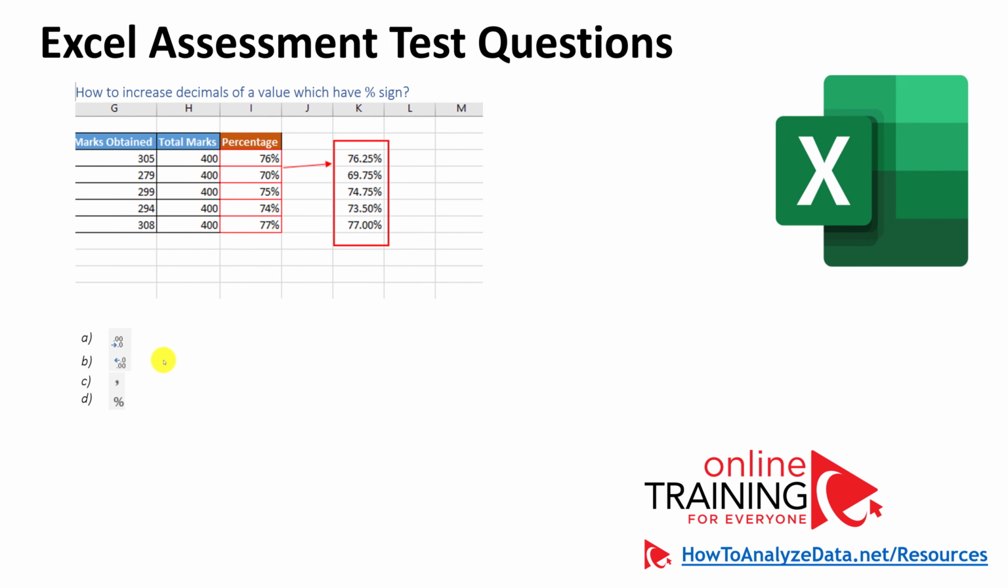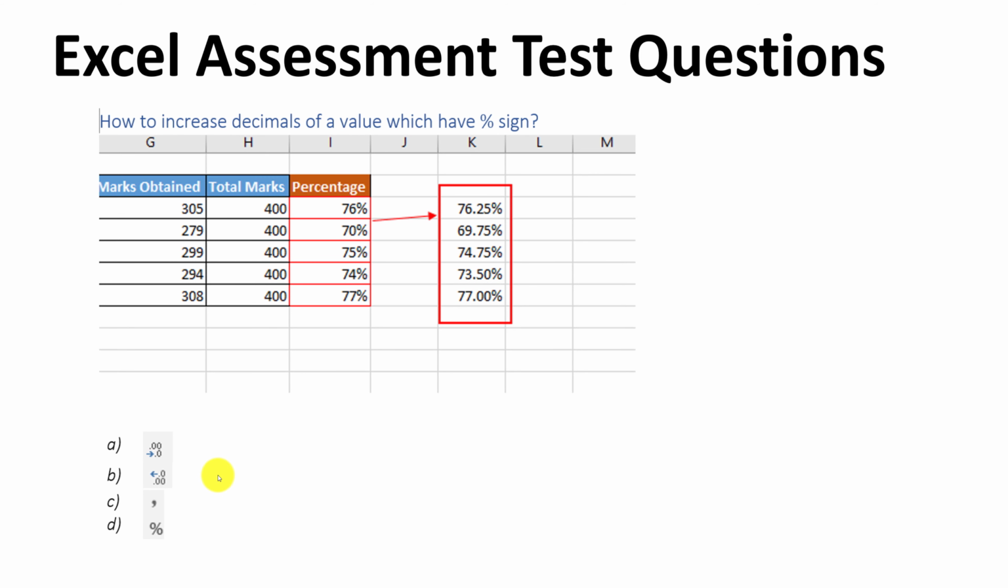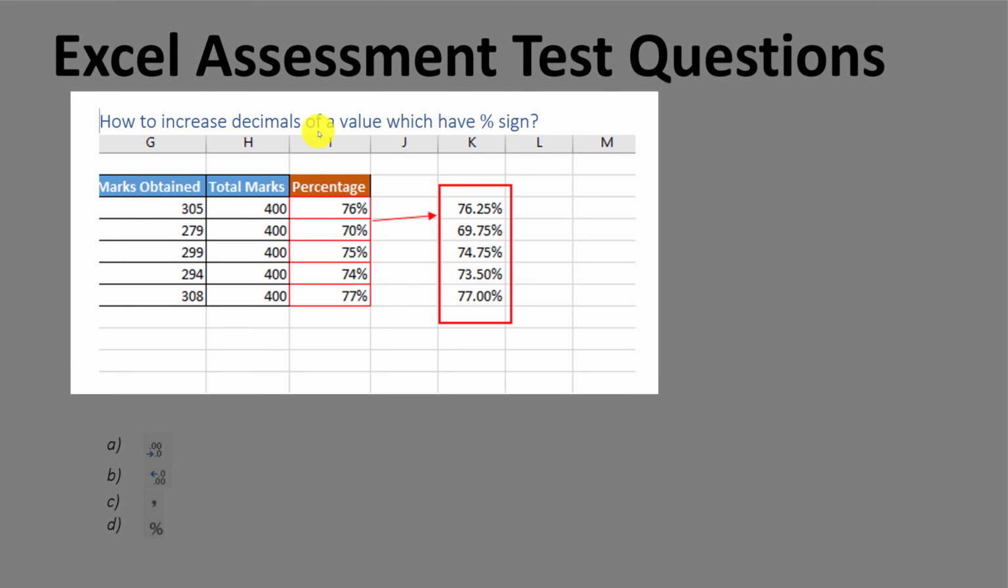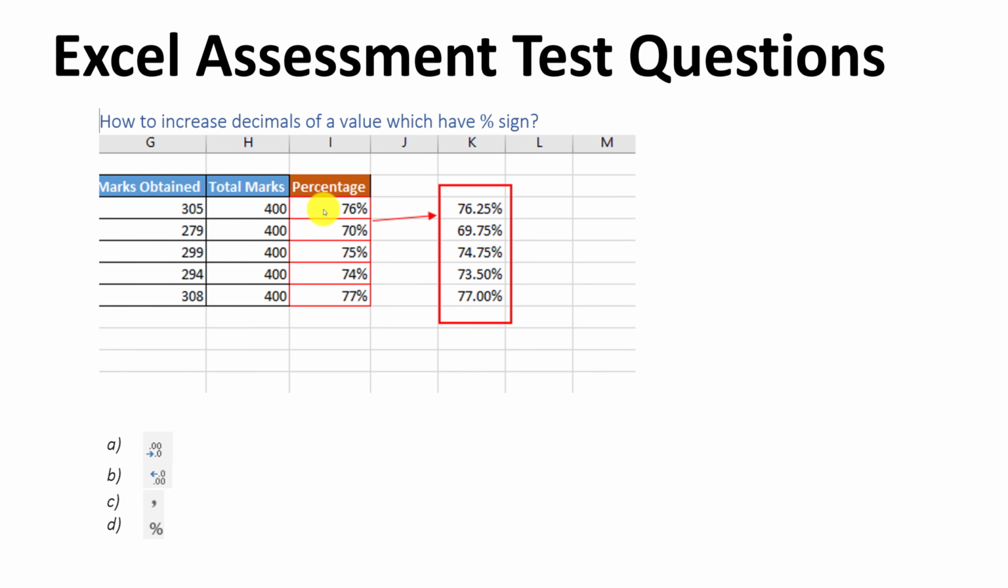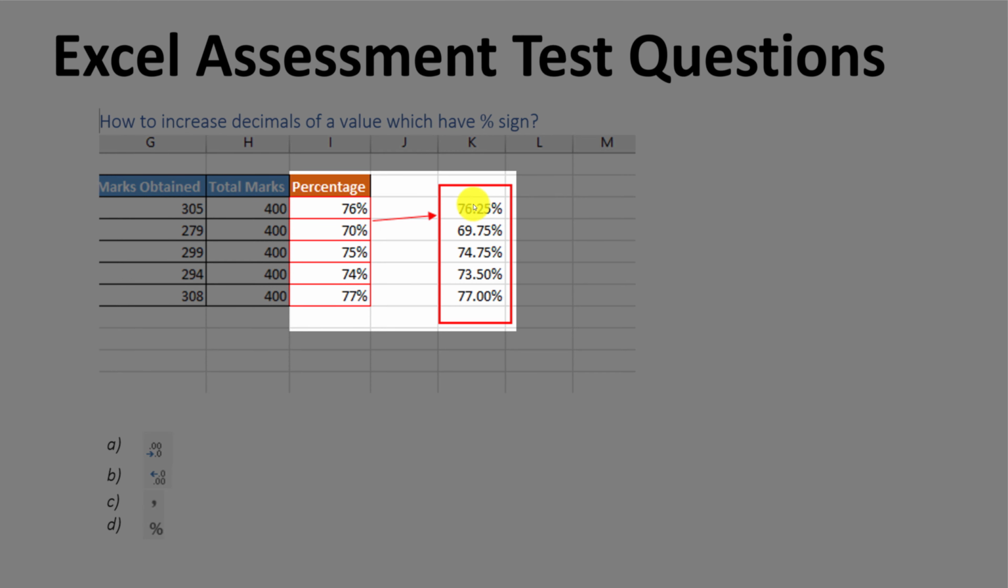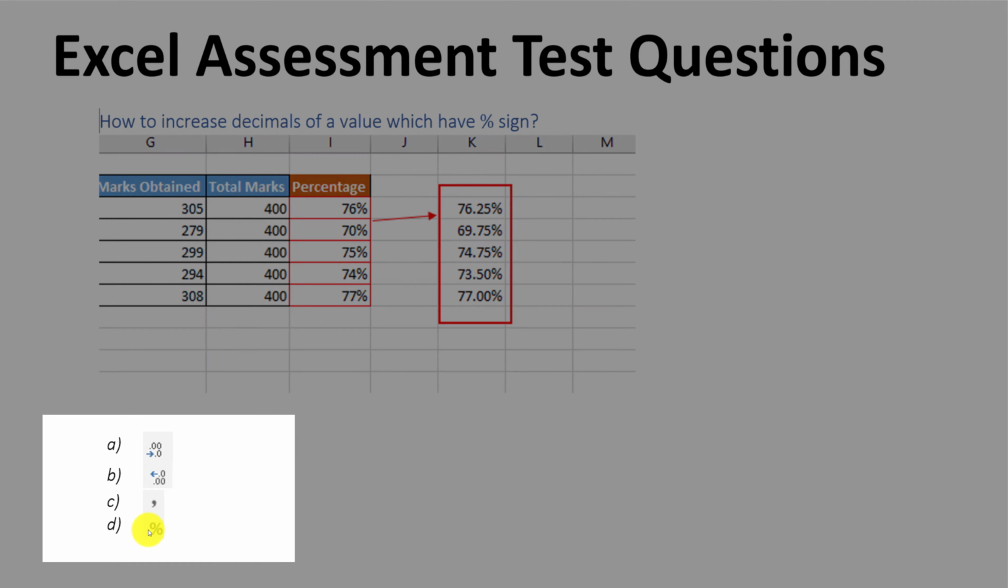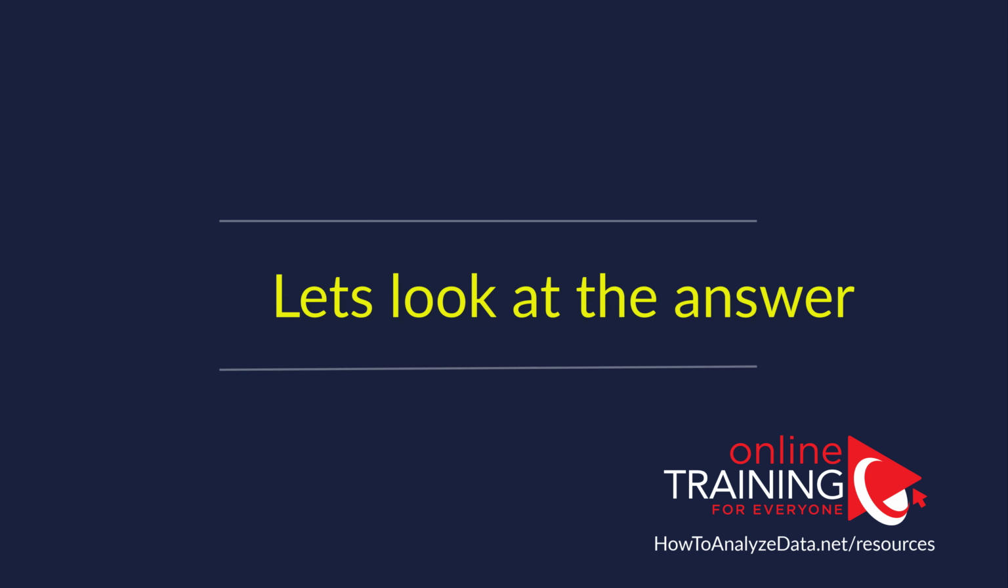Very often, during Excel assessment test, you might be tested on how well you know Excel formatting. One of the questions we see on the screen is in a similar category. How to increase decimals of a value which has percentage sign. And there are choices presented for you in the explanation of what exactly you're looking for to accomplish. For example, you need to go from 76% to 76.25, from 70 after rounding 69.75, and etc. And there are 4 choices presented. So which one would you choose?